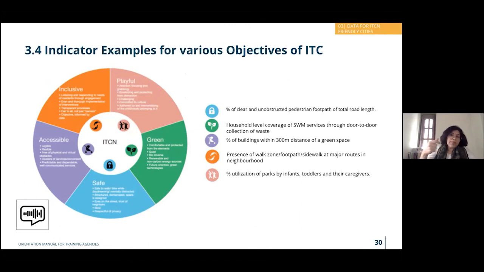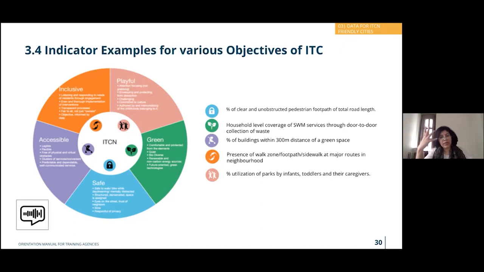But just to take a few examples, safety अगर एक objective है तो उसका एक indicator, जैसे बहुत important indicator है percentage of clear and unobstructed pedestrian footpaths of total road length. तो यदि आपके neighborhood में इतने किलोमीटर के streets हैं तो कितने में unobstructed clear footpaths हैं, वो एक indicator हो गया. तो यदि हम green देखें तो उसका एक example है household level coverage of solid waste services through door to door collection, right. कितने घरों में घर से ही waste pickup होता है and goes forward.